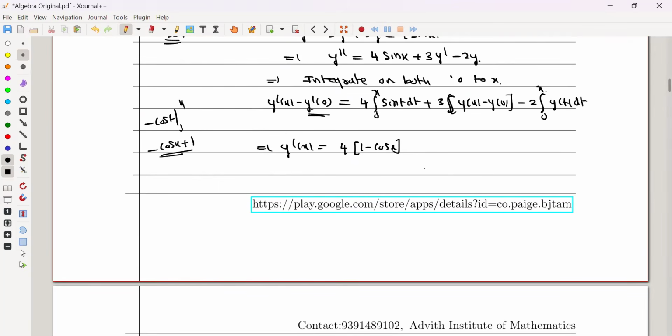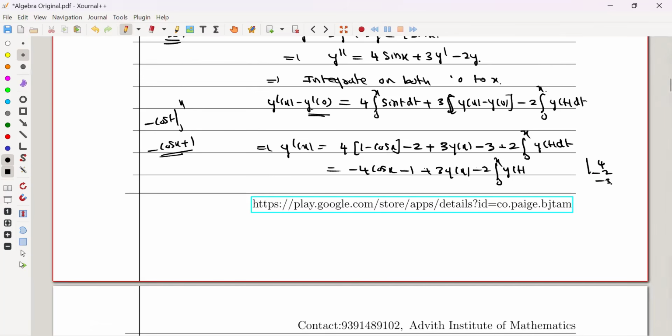That means minus 2 plus 3 into y of x minus 3 into y of 0 is nothing but minus 3 minus 2 into integration from 0 to x y of t dt. So which is equal to minus 4 cos x plus 4 minus 2 minus 3, sir. 4 minus 2 minus 3, which is nothing but minus 1, right? Plus 3 into y of x minus 2 into integration from 0 to x y of t.